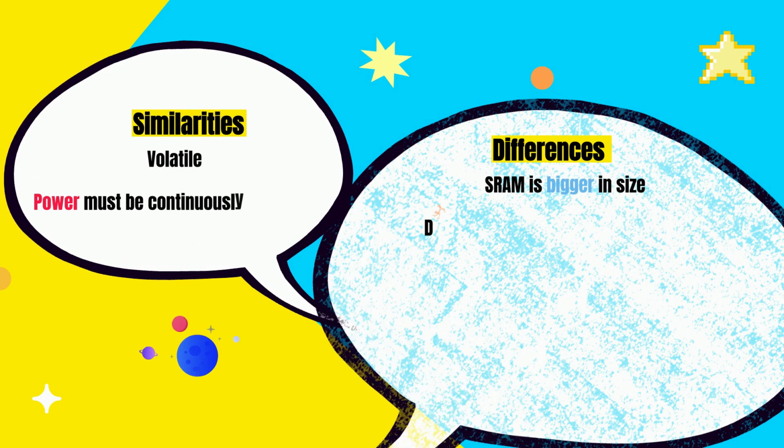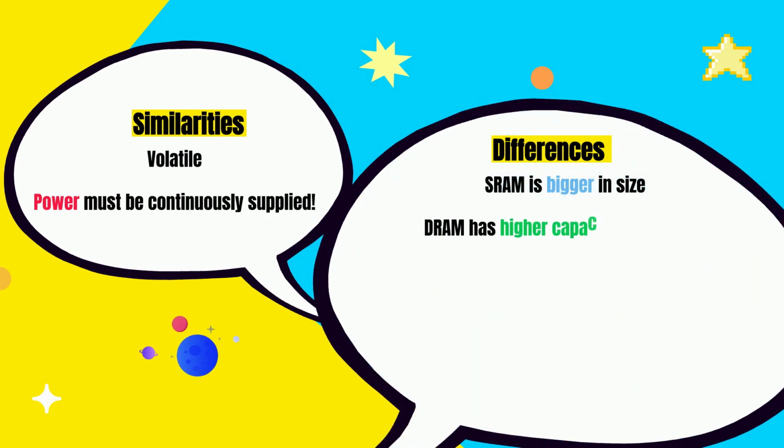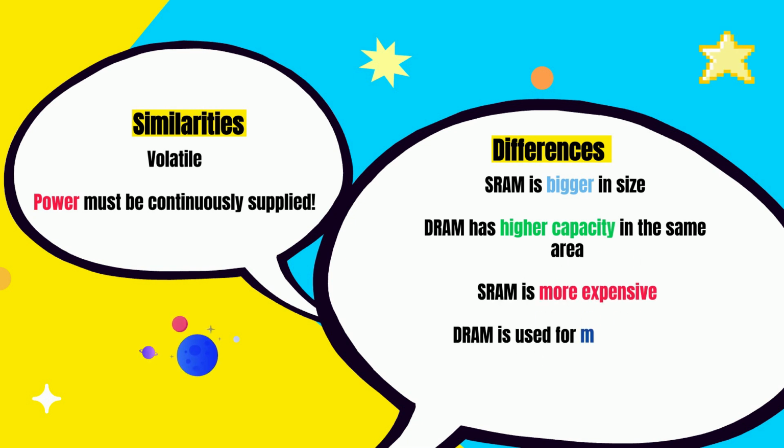When comparing DRAM and SRAM, we find that the only similarity between them is that they both must be continuously powered to preserve their bit values. On the other hand, here are some of the many differences between them. The cell found in DRAM is simpler and smaller than an SRAM.